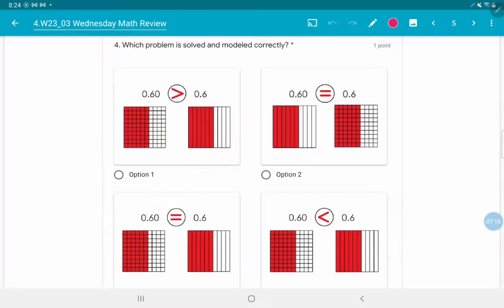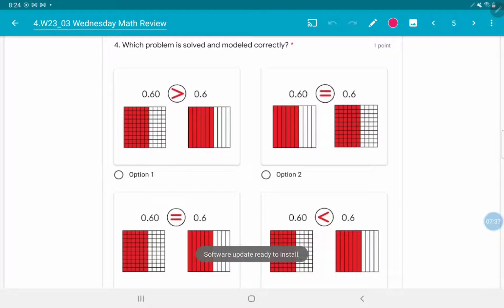Exactly. Even though this is broken into smaller pieces, the hundredths has little tiny squares instead of the big bars. It's still the exact same amount, isn't it? Okay. So let's look at this next one at option 2.